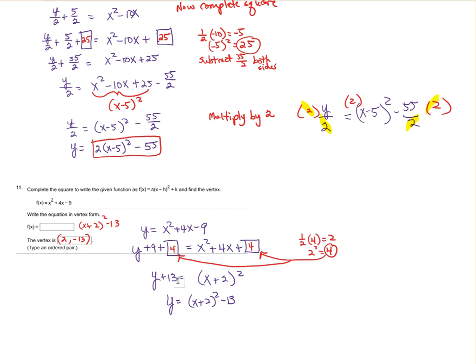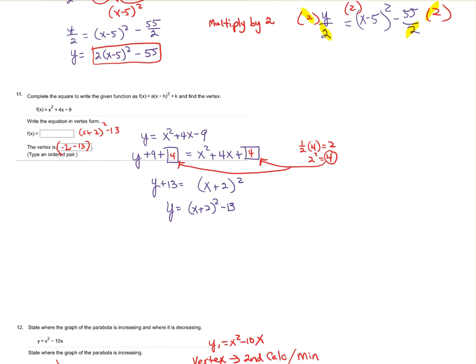We have y plus 13 equals x plus, remember whatever this half was is the number that goes here, x plus 2 squared. Then move your 13 to the other side. That is our new equation in vertex form, and the vertex is negative 2 and negative 13 because we changed the sign there.